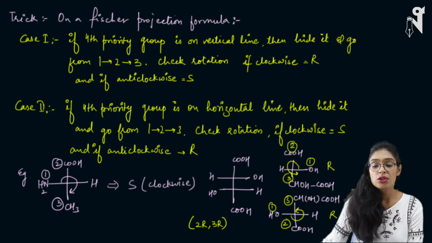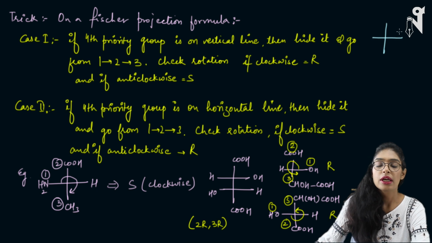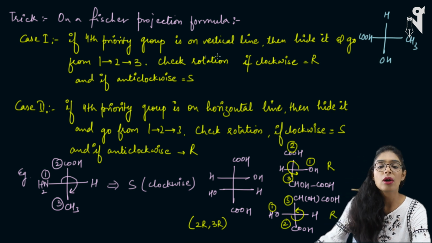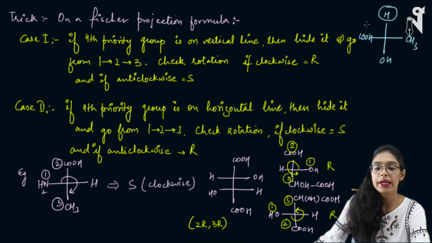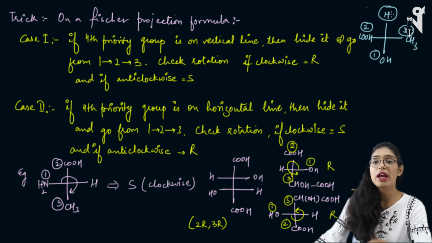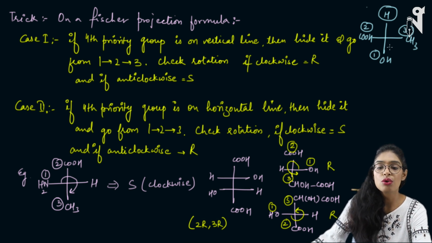So what's the trick? First write what has been written over here, and then we will discuss. If the fourth priority group is on the vertical line, let's say I have taken the molecule like this, with hydrogen over here, COOH over here, OH over here, and CH3 over here. Assume this is my compound. Then I already know that my hydrogen is on the vertical line. If I number the priority, this will be 1, this will be 2, and this will be 3, right? Then we just have to hide this hydrogen. We have to assume there is no group at all, and then just go from 1 to 2 to 3.